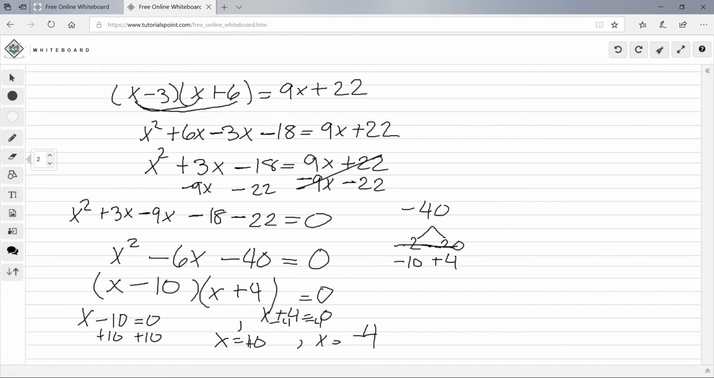You put it back into the original equation to make sure it's true. And I already checked it, so I know these are true, but if you don't believe me, just put it back into the original equation. So yes, these are true.